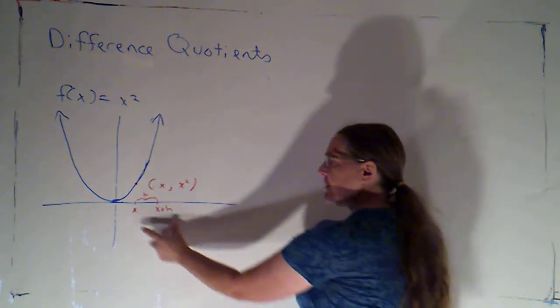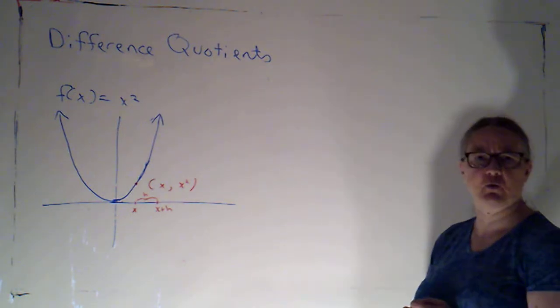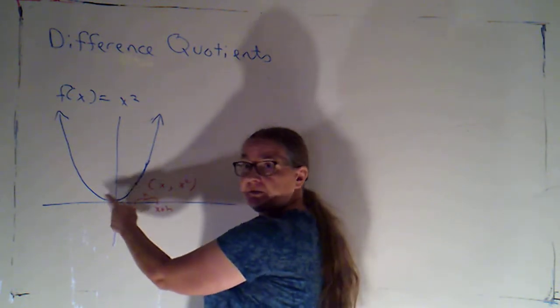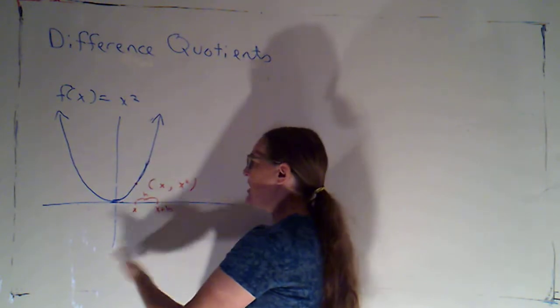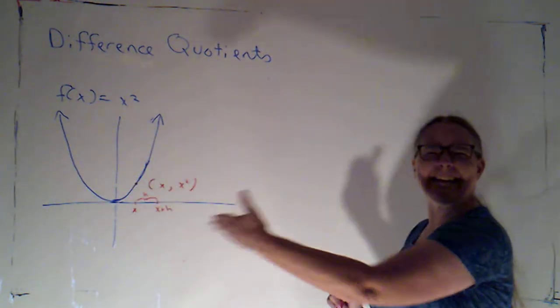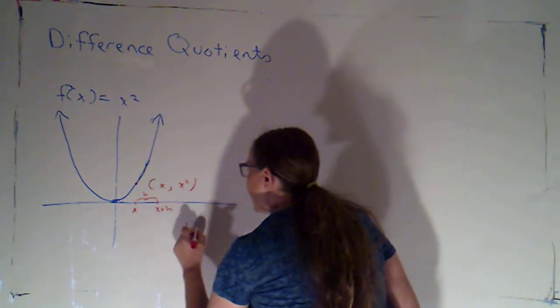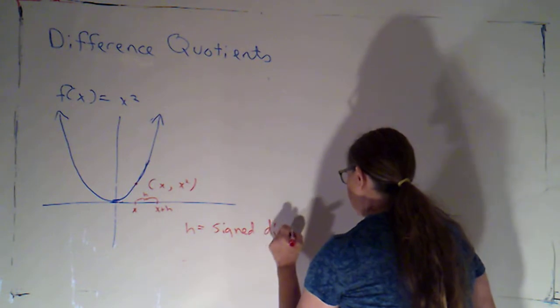Totally fine for you to choose to draw your pictures with h being positive, because that's certainly simpler to work with. If h were negative, x plus h would simply be a point to the left of x. By allowing h to be signed, we can choose a second point on either side of x. Okay. So what we're really letting h be is the signed distance.